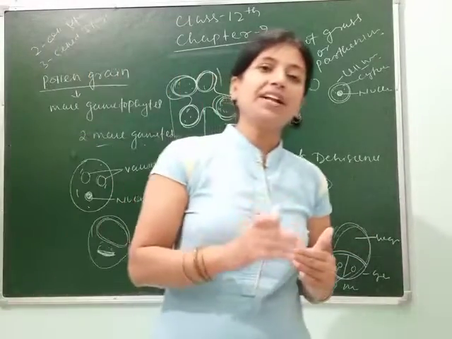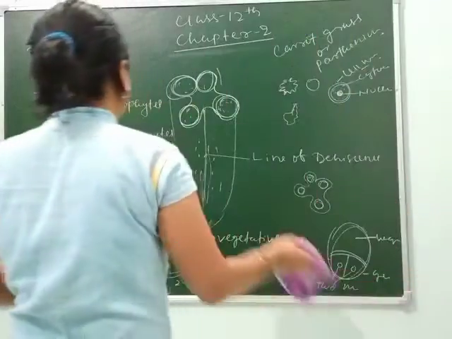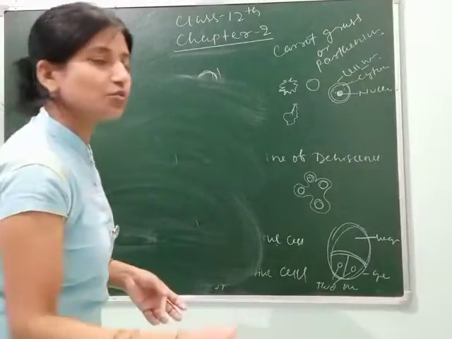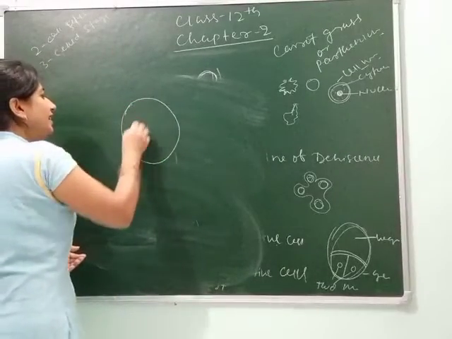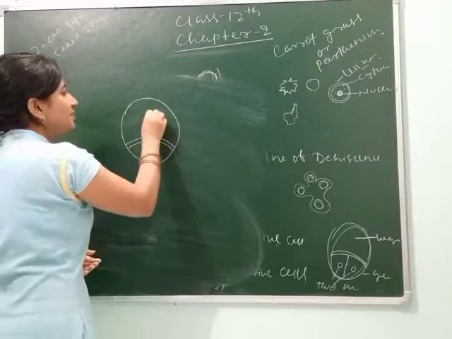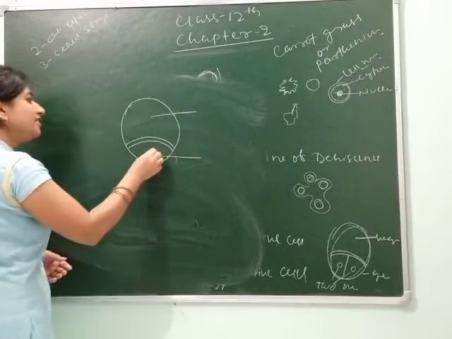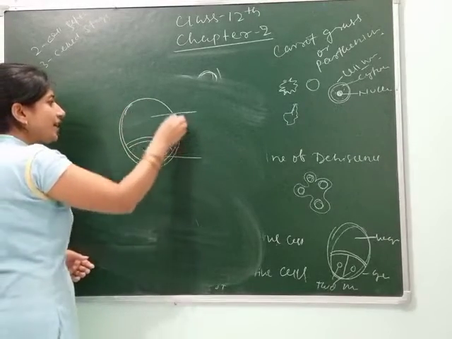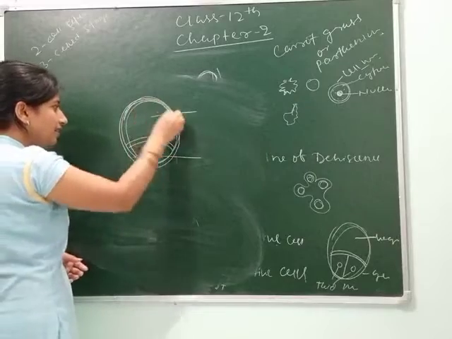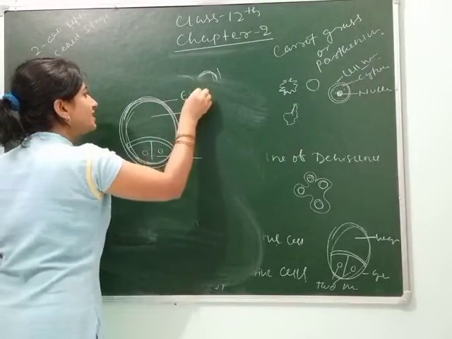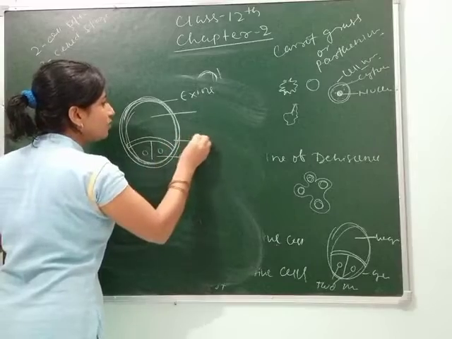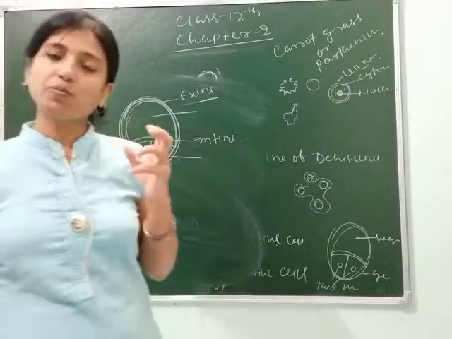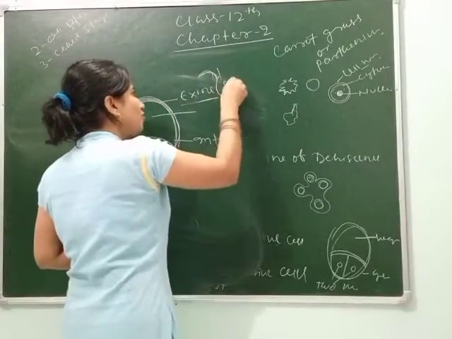So let's see what a pollen grain is made of. A pollen grain has two layers. This is a pollen grain. As I have told you, this part is vegetative and this part is generative, having two male gametes. The outer layer is called exine. This is the outer layer. And the inner layer is called intine. And the exine is made up of sporopollenin.